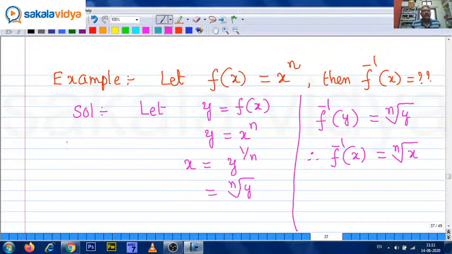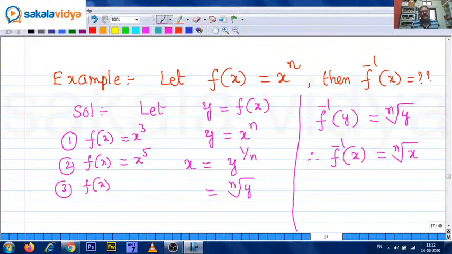So now I'll give some examples. You give me the answer. f of x is equal to x cube. f of x is equal to x to the power of 5. f of x is equal to x square. f of x is equal to x to the power of 20. So what are the inverse functions? Just type it, all of you. I will give 3 minutes time to you. These 4 questions' answers I need from you. You need to chat.